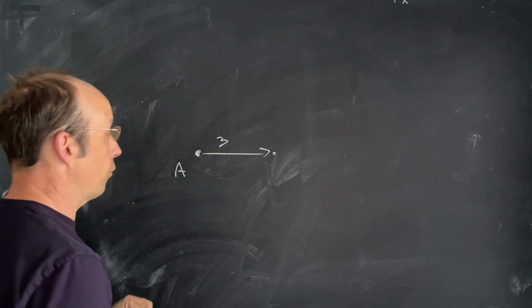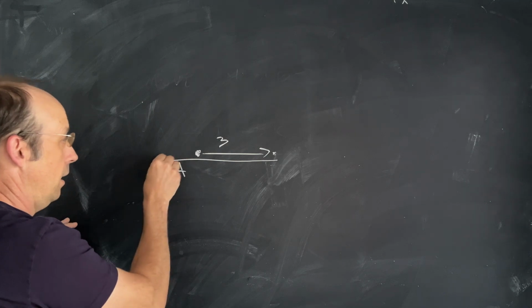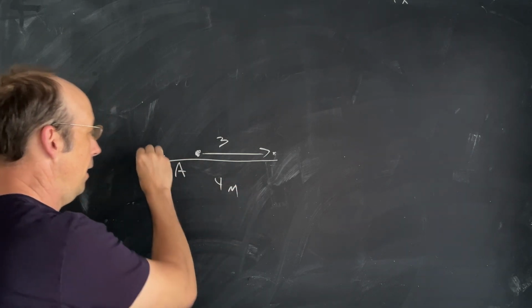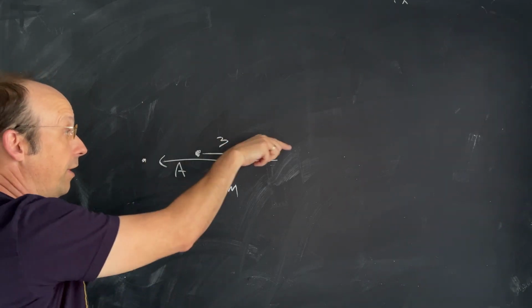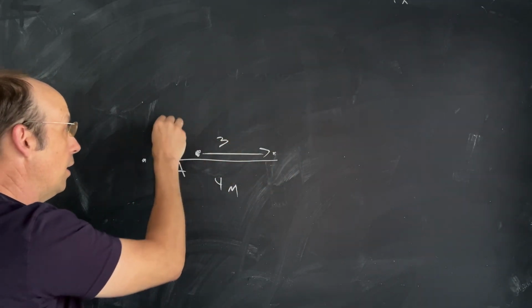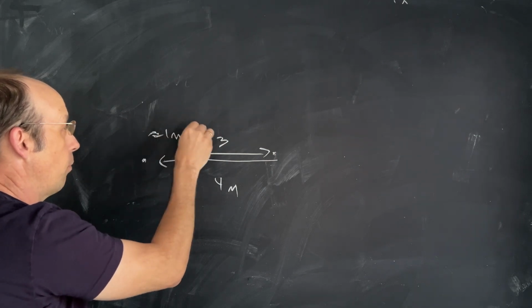What if I did this? I would move 3 that way, and then 4 this way, and then C is over here. Now how far am I? You see, it's not so easy. I'm going to go 3 that way, 4 this way. I'm actually only 1 meter away from where I started.